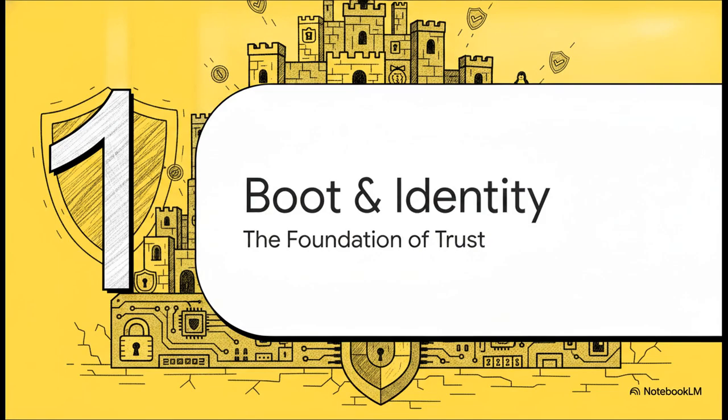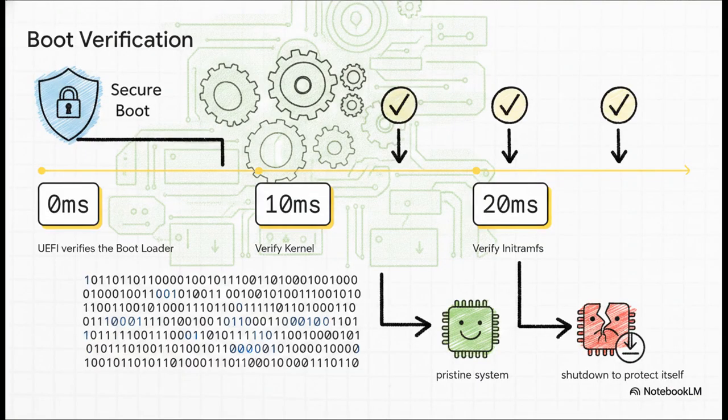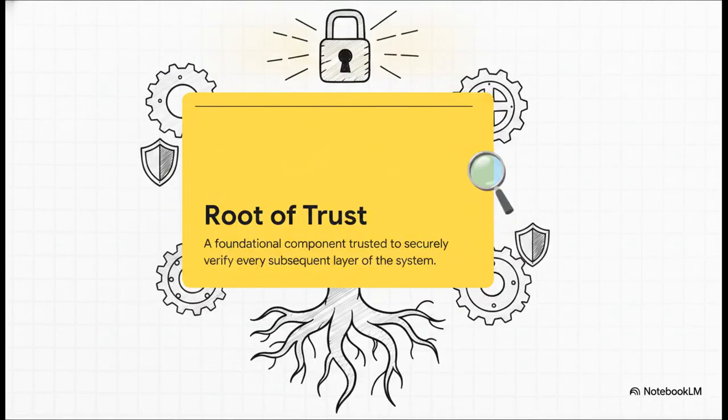Section 1. Boot and identity verification, the foundation of trust. Let's start at the very bottom, because if the fundamental hardware is compromised before the system even wakes up, well, the entire castle falls immediately, right? To prevent this, Secure Boot initiates a strictly enforced cryptographic sequence. The UEFI verifies the bootloader, which then verifies the kernel, which finally verifies the initramfs. And here's the kicker. The system will instantly refuse to boot if a single file in this chain has been maliciously altered. It's a hard binary check. Either the system is absolutely pristine or it shuts down to protect itself. No exceptions. This unbreakable starting point establishes what we call the root of trust.